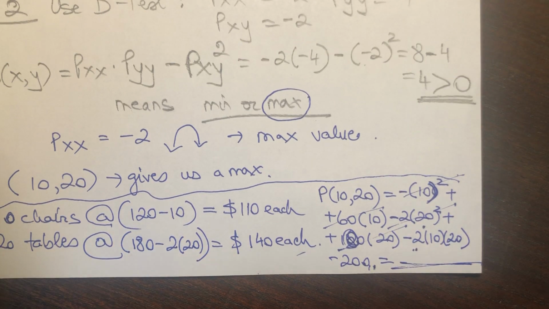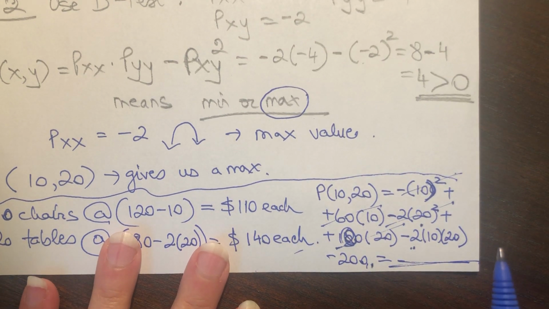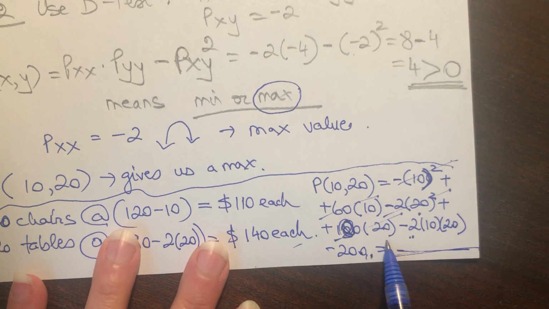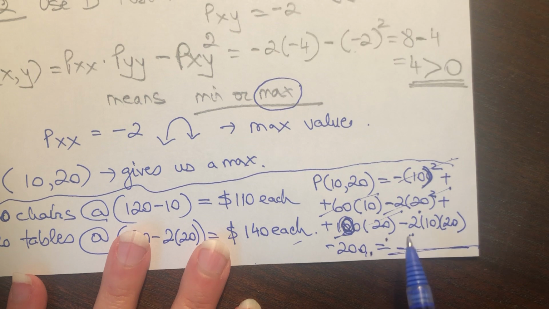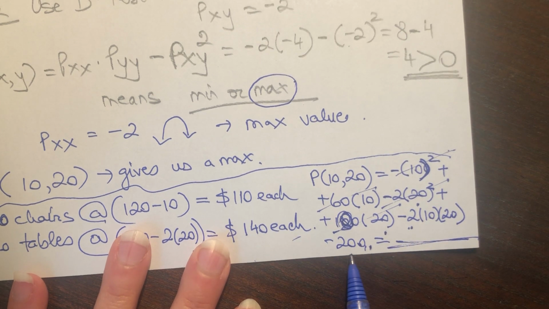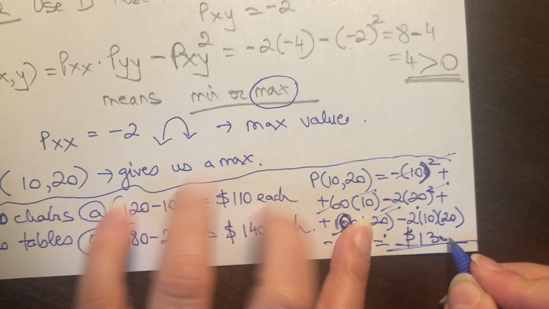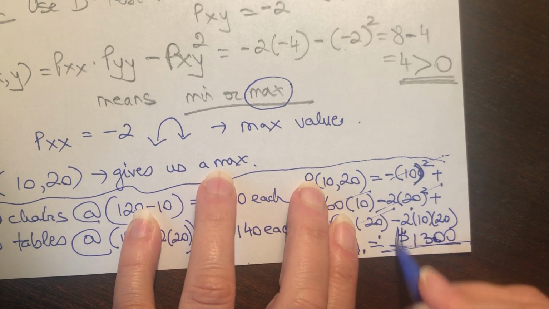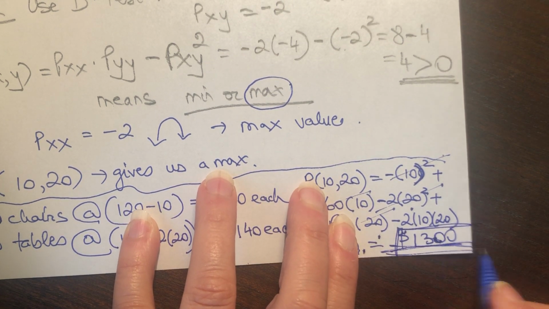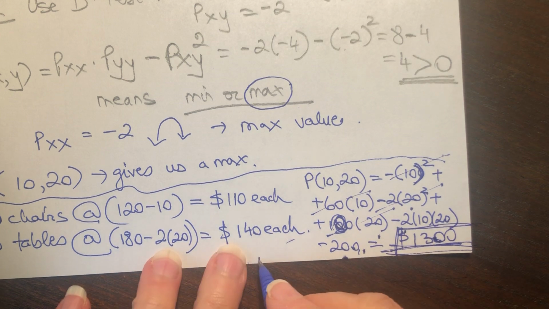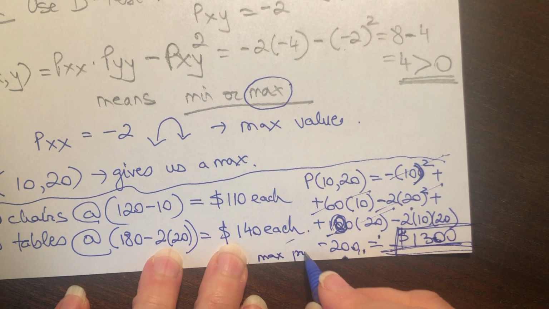Negative 100 plus 600 is 500. That's 400 minus 800, negative 300. And that's a 2,000. So that's 1,700, 1,500, 1,300, if I'm correct. Hopefully you got to that answer faster. So that's your maximum profit, okay? Maximum profit. All right, well, there you go.